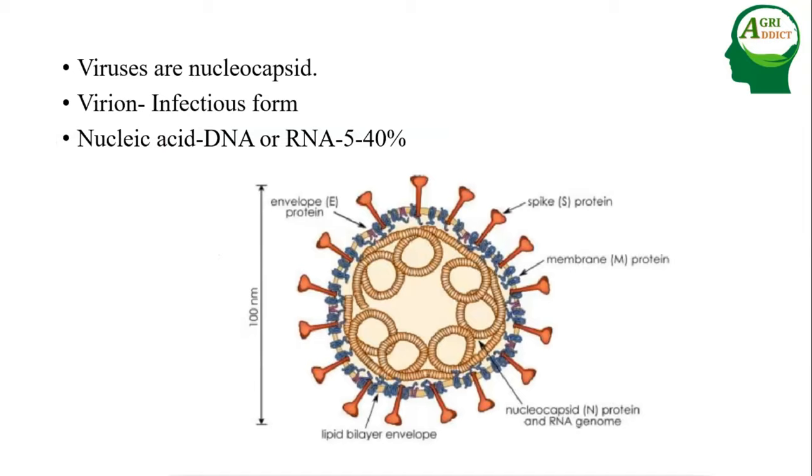Then what is a virion? Virion is the infectious form of the virus. And this nucleic acid is 5 to 40% of either DNA or RNA. In this pictorial representation, you can see that the central region is the nucleocapsid. And this is covered by a lipid bilayer envelope. And those protruding brown colored regions, we call them spikes. So we call that a spike protein, which is layered by the lipid layer. We call it a lipid envelope.